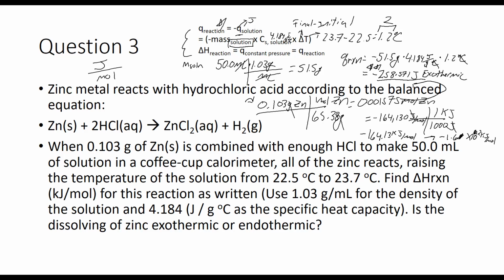And what was only 2 sig figs? That is delta T. Delta T, 23.7 minus 22.5. That answer is 1.2. So that is 2 sig figs. So my answer should be 2 sig figs. Everything else, well, the mass of my solution was 3 sig figs. The mass of zinc was 3 sig figs. CS is 4 sig figs. So that's my limiting sig figs.